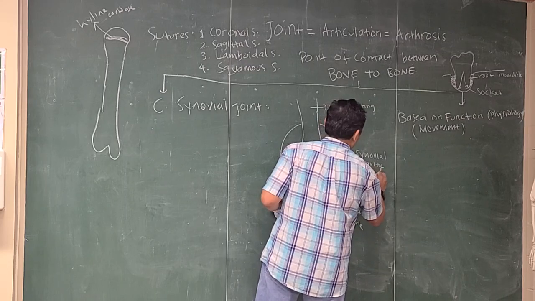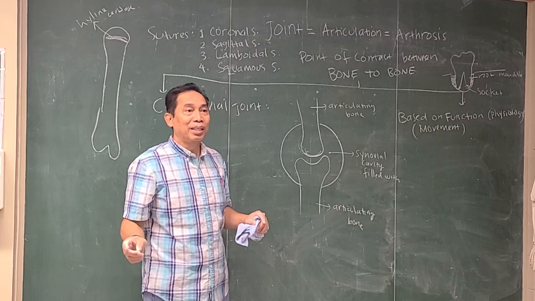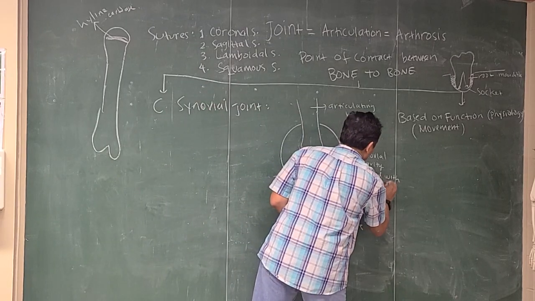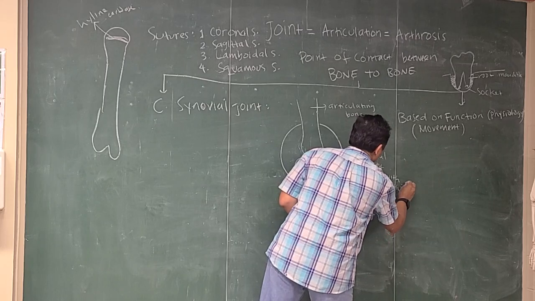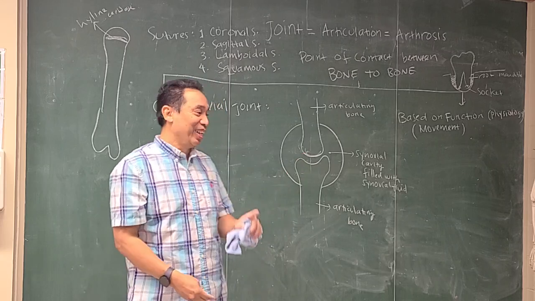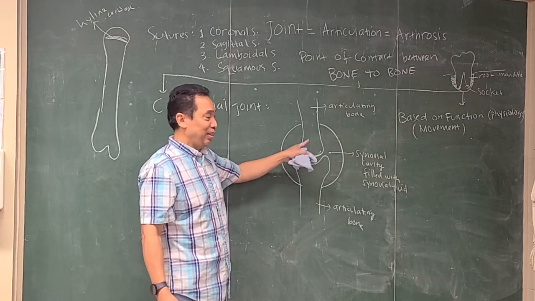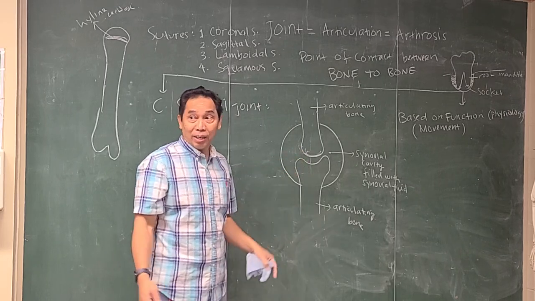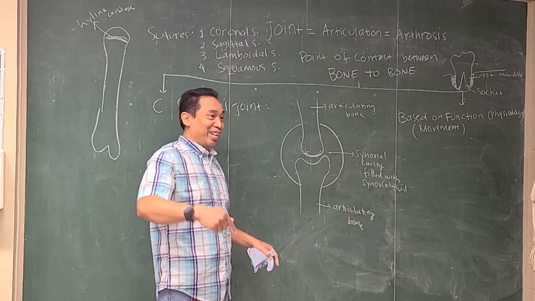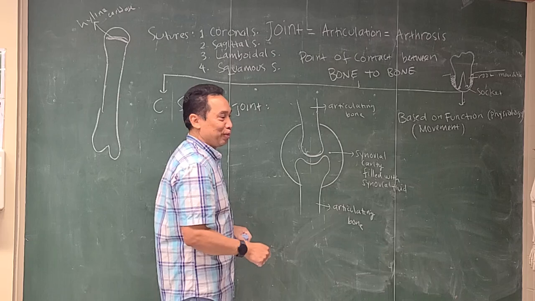Filled with liquid. What's the liquid name? Synovial fluid. Yes, synovial fluid. What is the function of synovial fluid? Lubrication. It's oil. The oil that lubricates this joint, because you move a lot, right? You need lubrication. Even your car, you have to change oil every 3,000 miles, right? Because otherwise, it's going to be difficult to move.